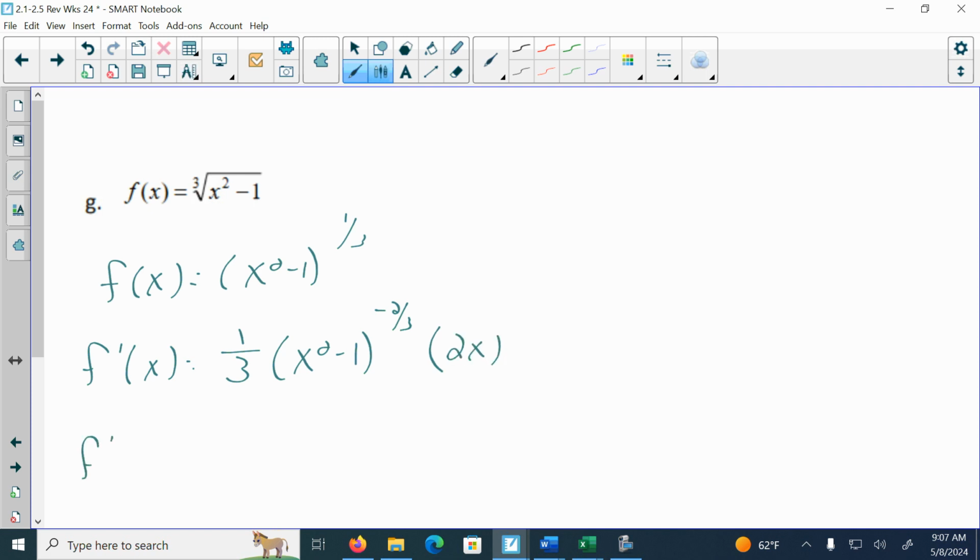So when I do my derivative, I'm going to have to rewrite this so that I don't have a negative exponent. This 2x is in the numerator. This 3 and this x squared minus 1 is in the denominator. Now that power becomes positive since I moved it to the denominator.